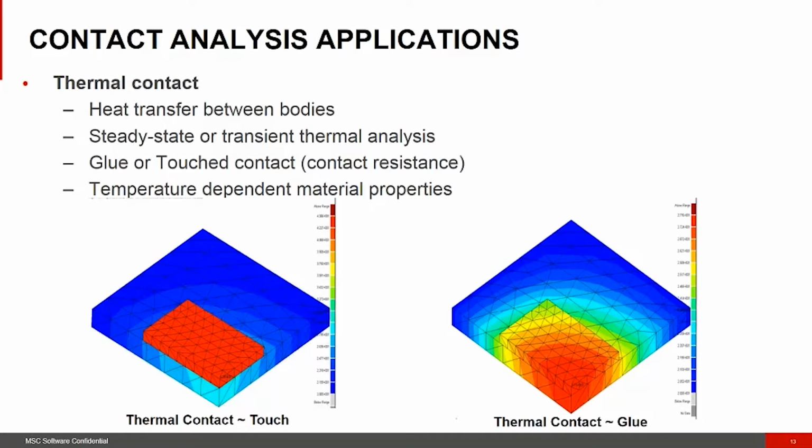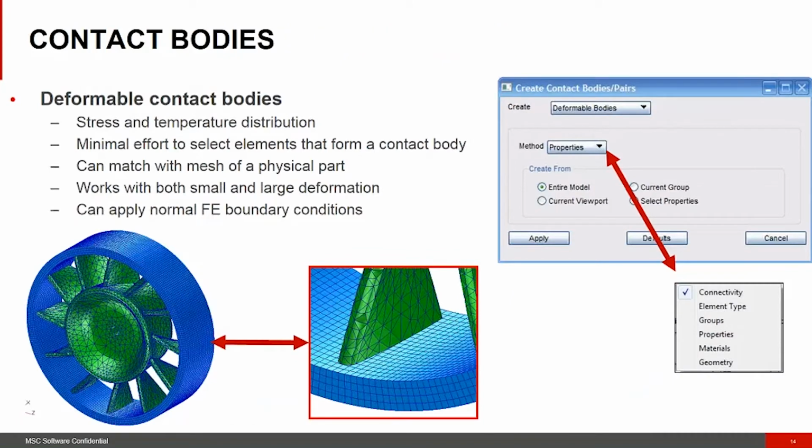So also, we can define temperature-dependent material properties when using the thermal contact. And again, as I mentioned, one can define thermomechanical analysis as well. So how to create contact in Nastran? You can define different types of contact bodies.